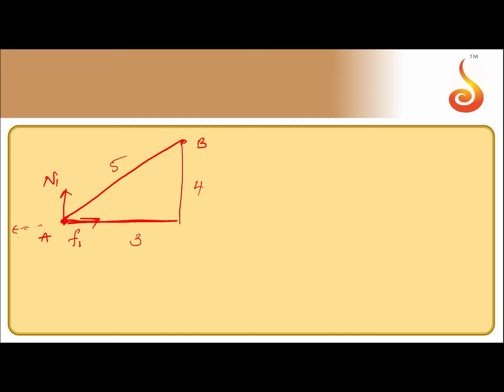And at B, normal reaction along this direction because it's resting against the wall, and the tendency is to slip in the downward direction, therefore the force of friction F2 acts along this direction. And at its center of mass, the other force is mg. So these are all the forces acting here.